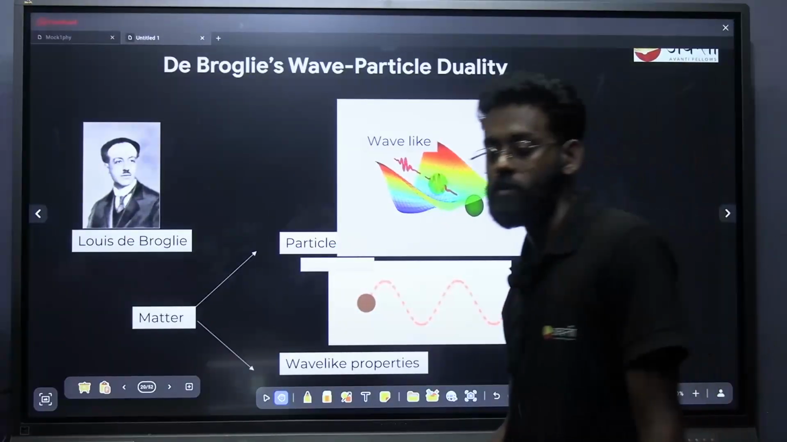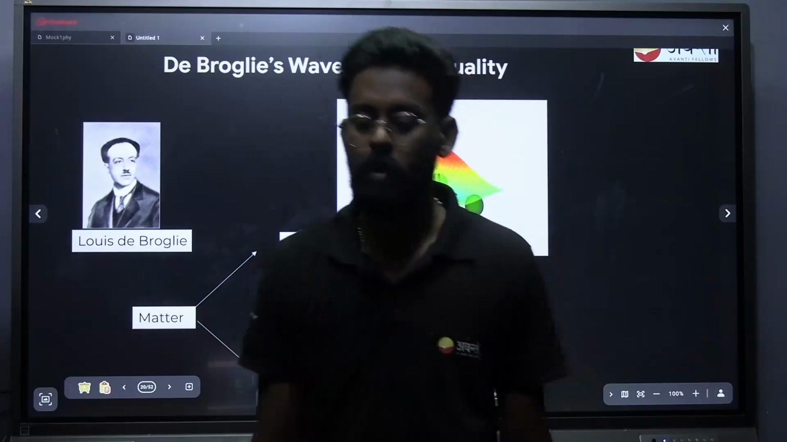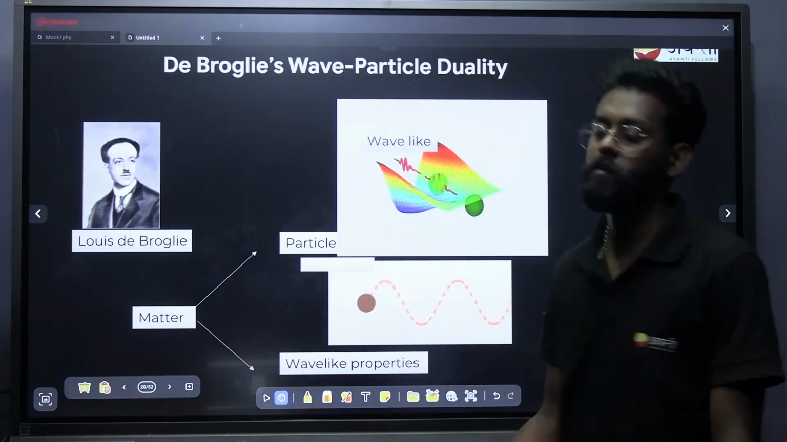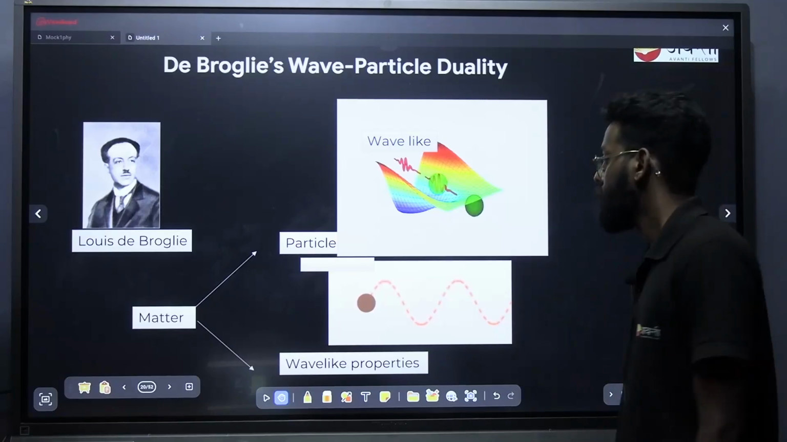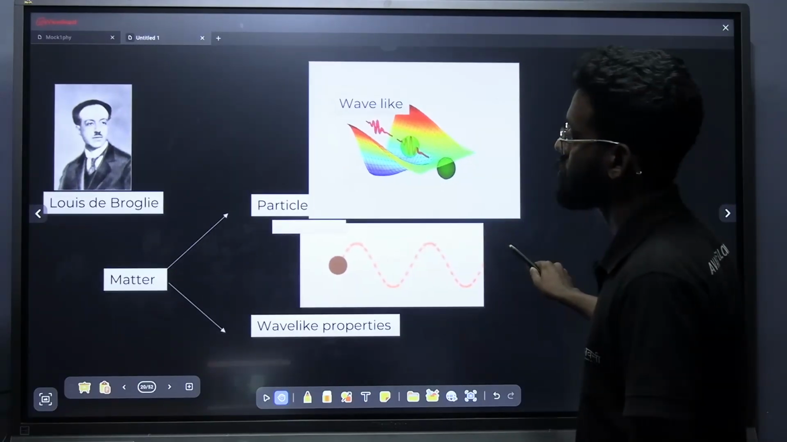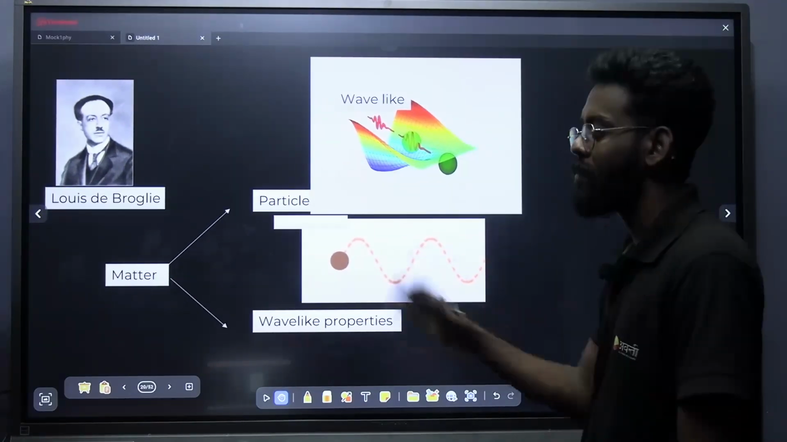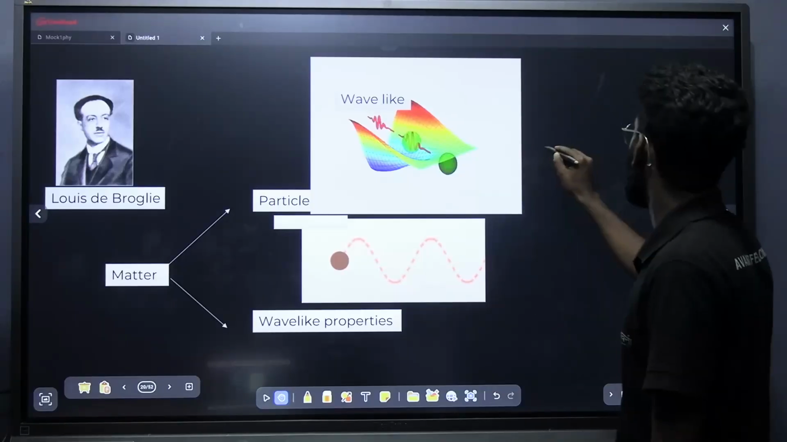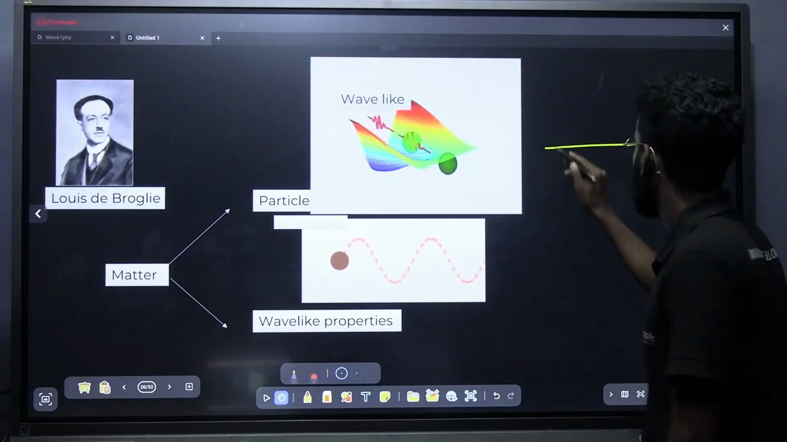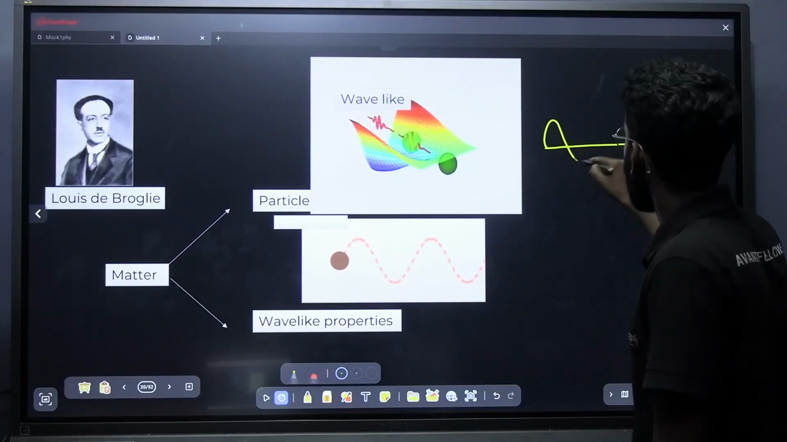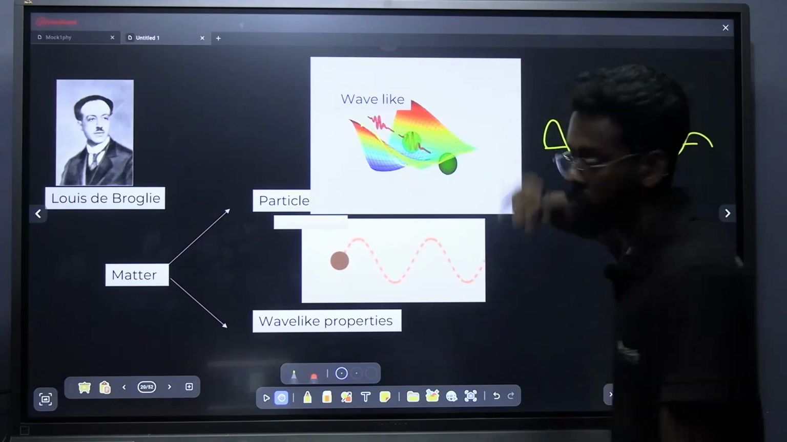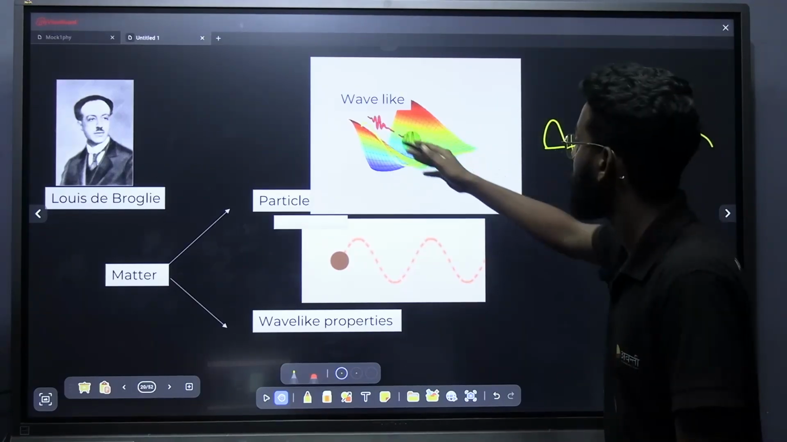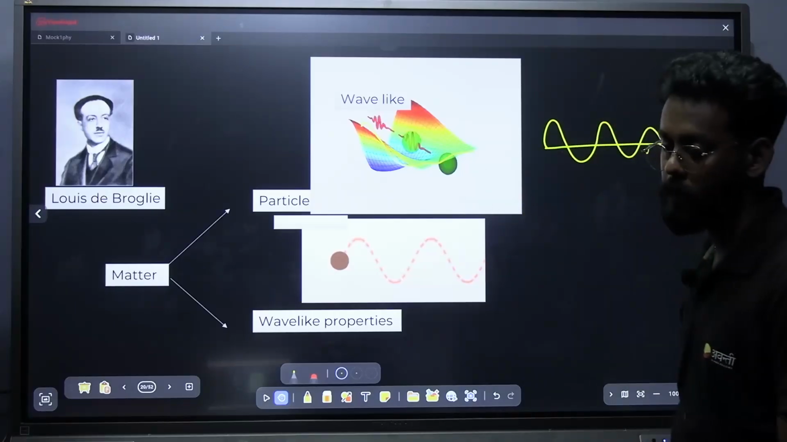Particle nature or wave nature? Some phenomena are explained by using particle nature, but some are explained by using wave nature. What is the actual nature? Actual nature is both. If any particle having any mass moves from one distance to another distance, it has wave character also, some kind of wave character is also associated with it. That is what is mentioned here. A particle which is having some wave character also associated with it, any particle.